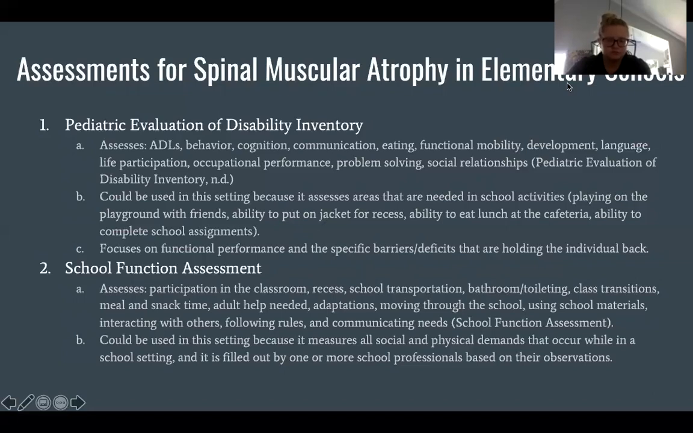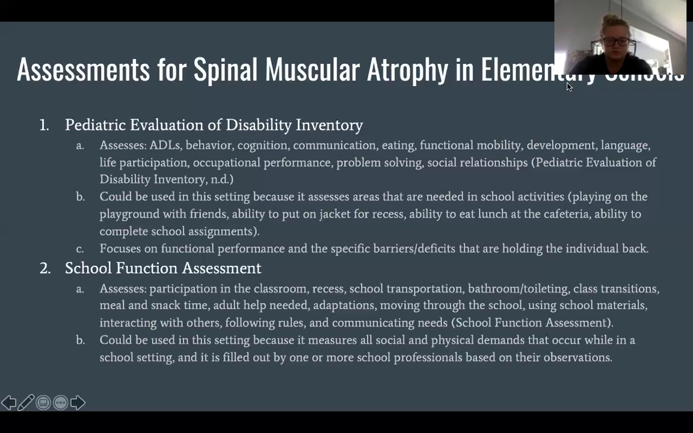And this assessment tool can be used in this setting because it assesses areas that are needed in school activities, such as playing on the playground with friends, ability to put on a jacket for recess, ability to eat lunch at the cafeteria, and ability to complete school assignments.